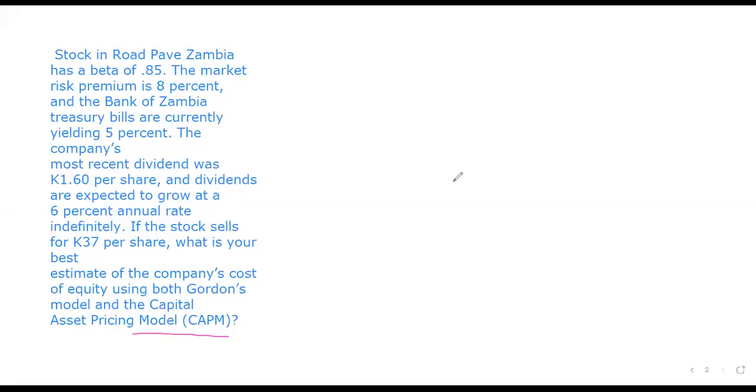So in this question, we're given that Road Pave Zambia has a beta of 0.85. The market premium is 8%, and the Bank of Zambia treasury bills are currently at 5%. The company's most recent dividend is 1.60, and the dividend is expected to grow at 6% indefinitely. If the stock sells for 37 per share, what is your best estimate of the company's cost of equity using both the Gordon model and the CAPM model?